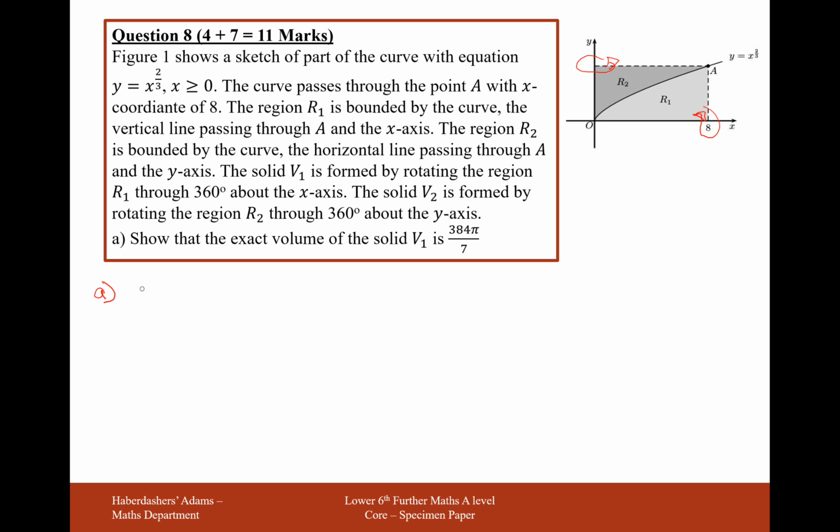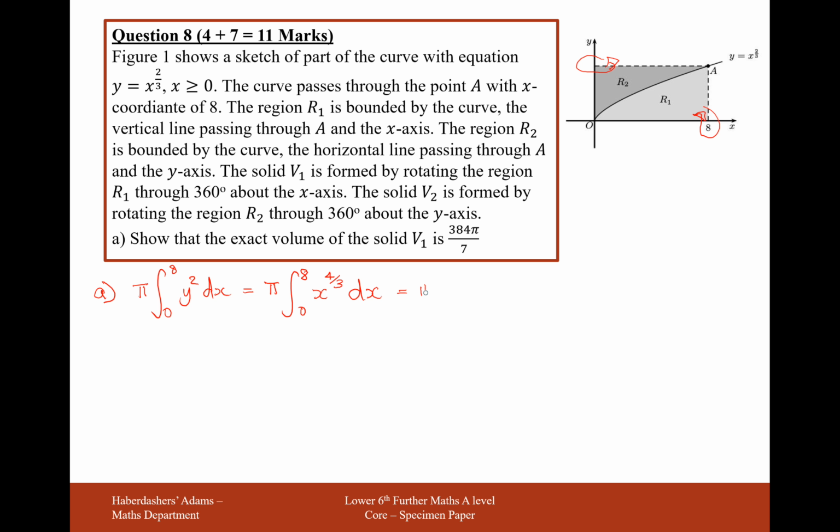Okay, so let's pull out the formula to start with. We need pi times the integral, and it's going to be between 8 and 0 of y squared dx. So this is going to equal pi times the integral from 8 to 0 of x to the power of 2 over 3 squared. So that'll be x to the power of 4 over 3 dx.